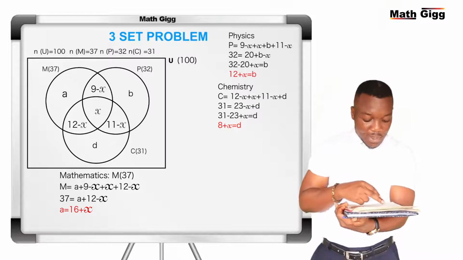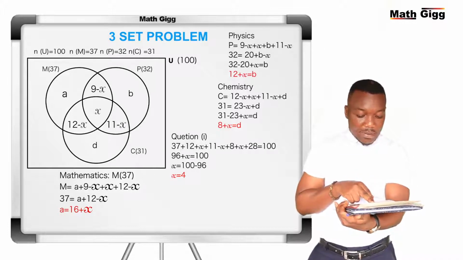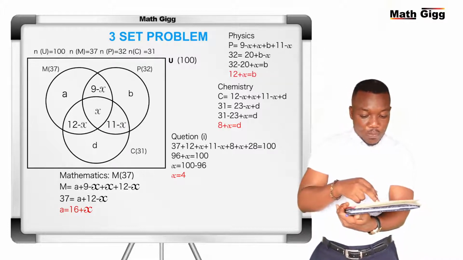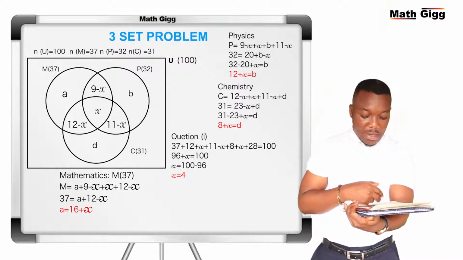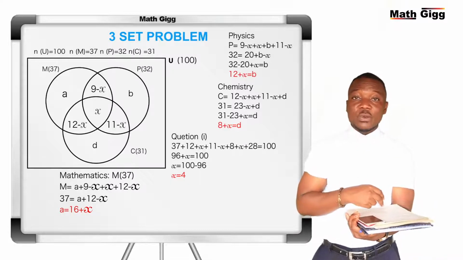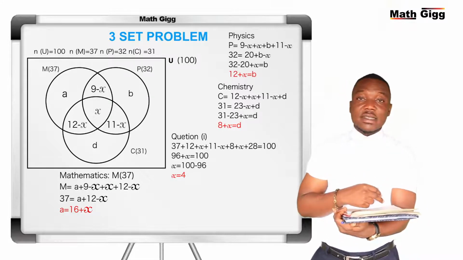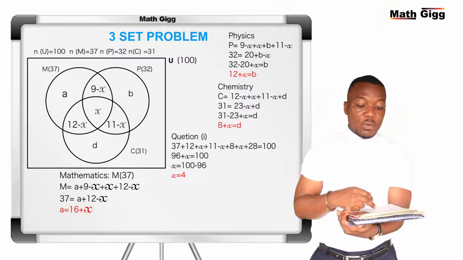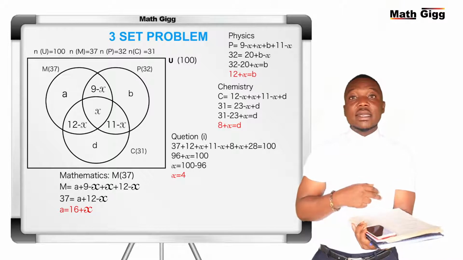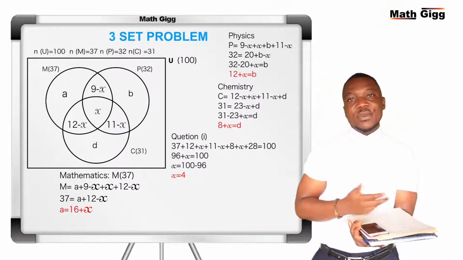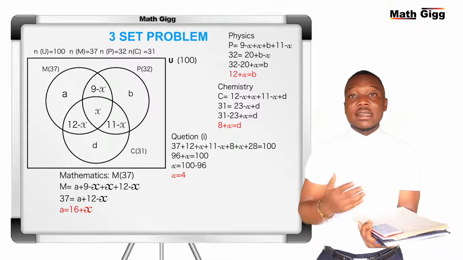So I'm going to write 37 plus 12 plus x, and the 12 plus x is for the B. Then I have 11 minus x, which is also for the intersection between P and C. That was what we got. Then plus 8 plus x, which is the D, plus 28, which was for the complement of M union P union C, and then equal to 100. If you do your computation right, you are getting 96 plus x equal to 100. You do a grouping of like terms, and then x becomes 100 minus 96, and the x answer is 4.